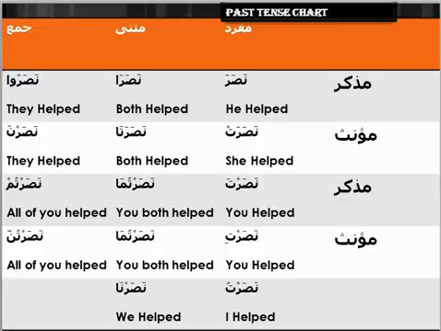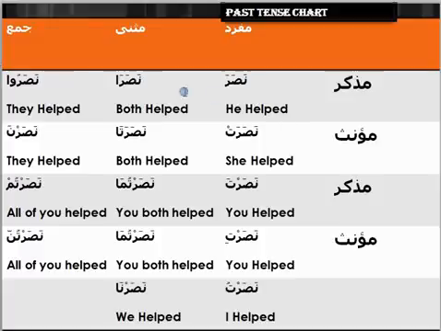Nasara, nasara, nasaru. Nasara, it's just the he helped. When you want to say both of them helped, for the male version of course, it will be nasara. If you want to say they helped for the male, you will have to say nasaru.